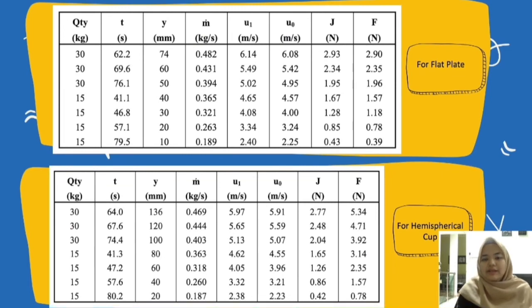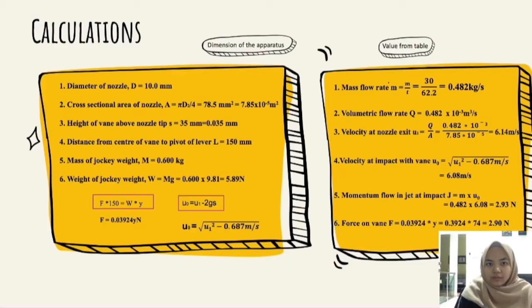So this is the result of the experiment. The upper table is for the flat plate and the lower table is for the hemispherical cup. First, we look at the right calculation, which is the dimension of the apparatus. We have the diameter of the nozzle, the cross-sectional area of the nozzle, the height of the vane above the nozzle tip, the distance of the lever L, the distance of the jockey weight, and also the weight of the jockey weight. When the jockey weight is moved a distance y from its 0 position, the force F on the vane, which is required to restore the balance, is given by F times the distance, which is 150, equals weight times distance y. So we will get 0.03924 y Newton.